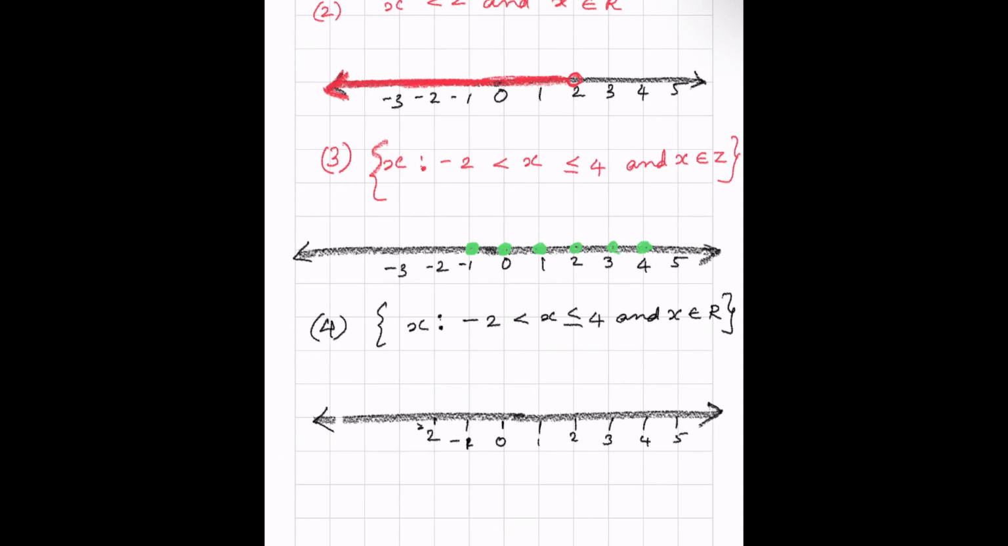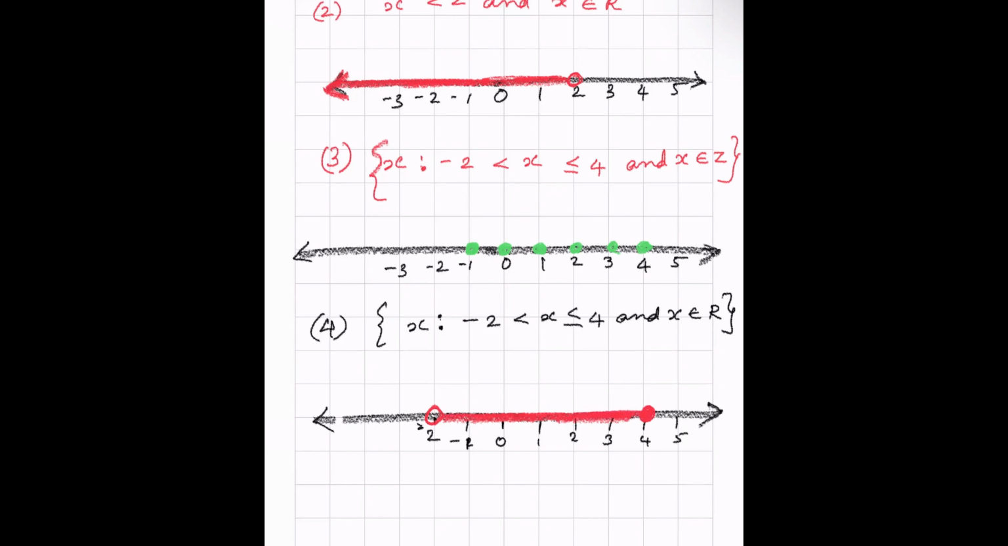So not including is represented by what symbol? Yes, hollow circle. I draw a hollow circle to show that I am not including negative 2, but whatever comes after it, I have to include. Now highlight this area because these are all possible solution set, till where? Till less than or equal to 4. So 4 is included, so I have to darken 4. Up to this area, I have to highlight.